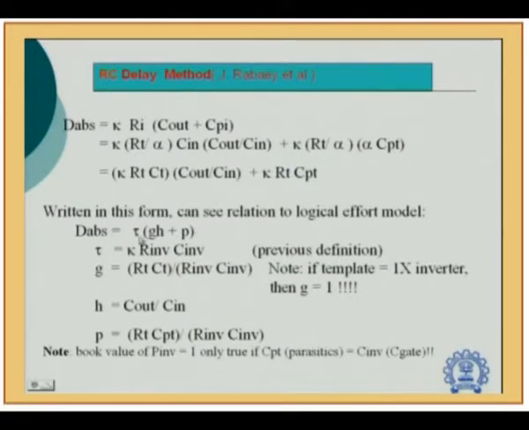Okay. So if I compare tau times GH plus P, then tau is K R inverter C inverter, previous definition, G is RT CT by R inverter C inverter, H is C out by C in, and parasitic delay is RT CPT divided by R inverter C inverter. So you can see what we could have done by a lump model, which is given in Rabaey's book, is same as what logical effort people are thinking. So we are not really going out of logical thinking. We are still following logical thinking. The only reason why we switched over to this is that every time calculating RCs becomes very difficult and time cumbersome. So we said, okay, can we do something equivalent? And that's exactly what the effort was in this case.